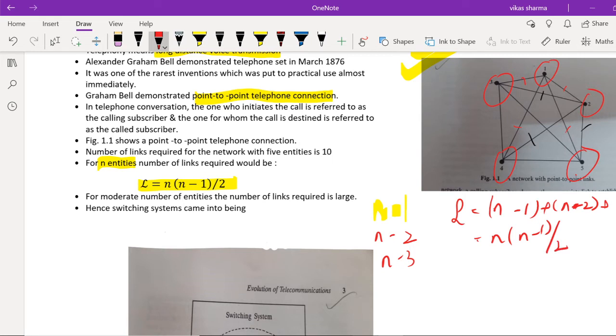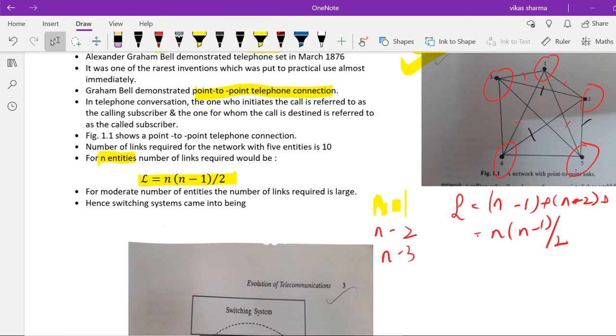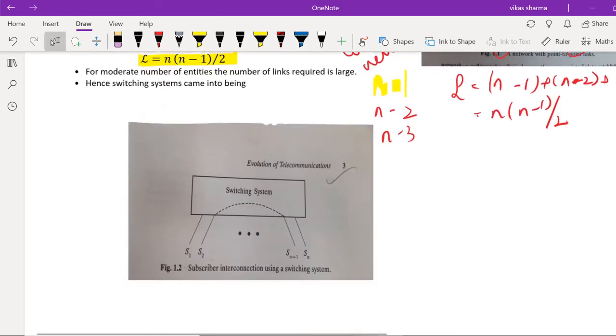For a moderate value of n, the number of links required here is large. So this type of point-to-point network had this as the major disadvantage, which led us to a system which incorporates switching systems. Point-to-point networks are also called fully connected networks. These fully connected networks required a larger number of links. That is why switching systems came into being.